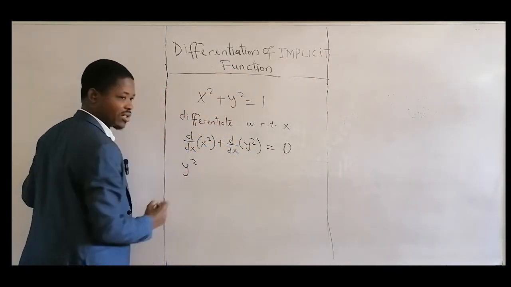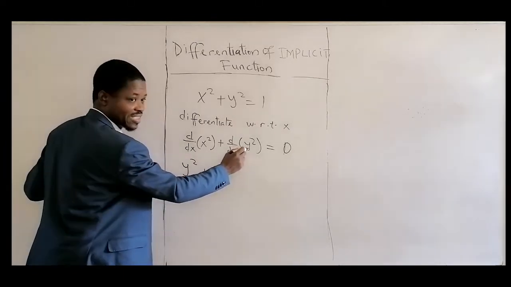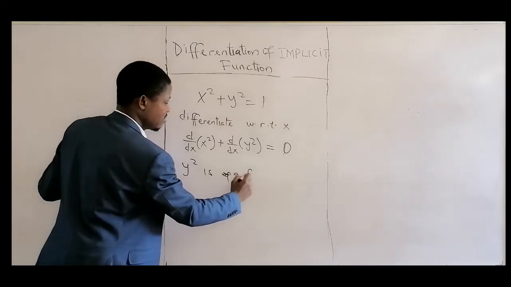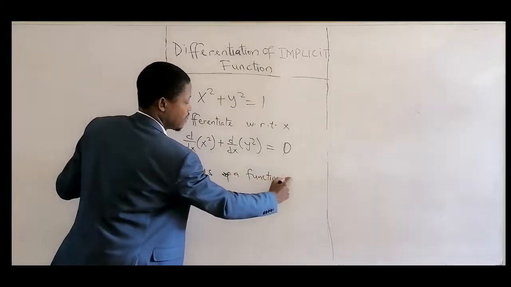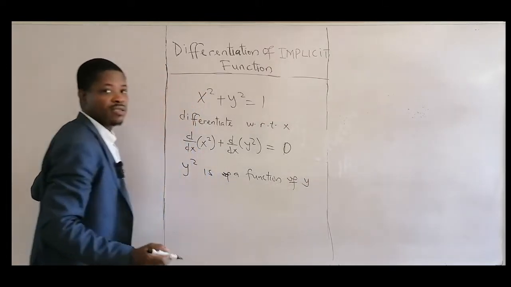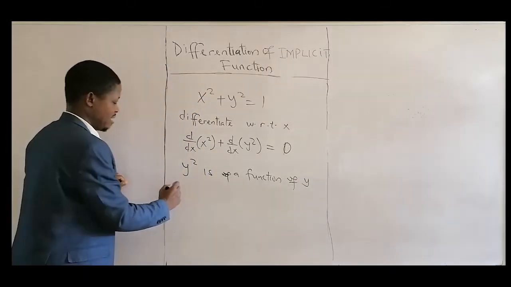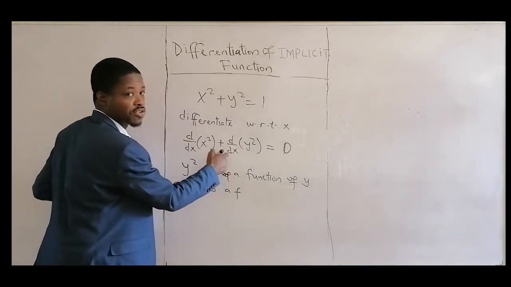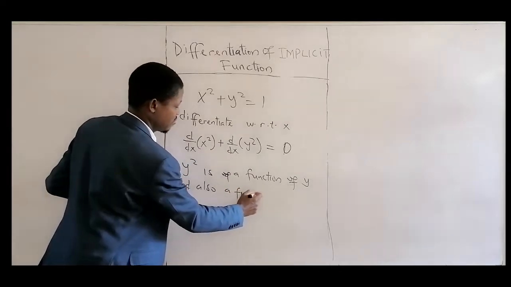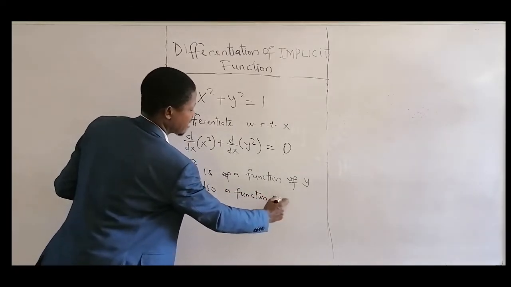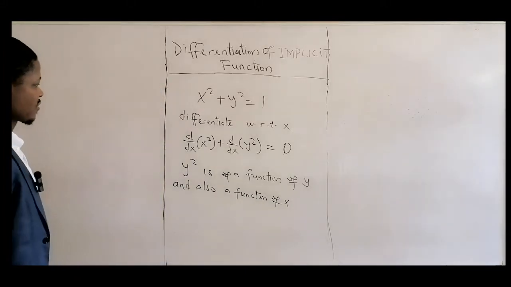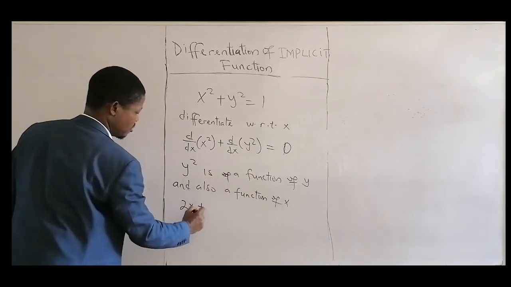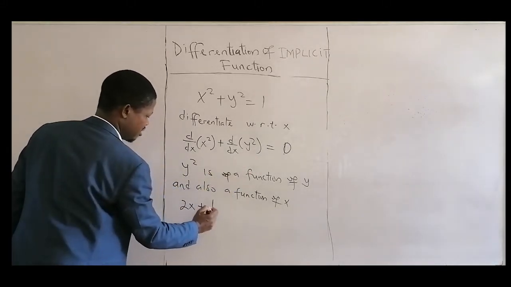But here, y squared is a function of y, okay, and at the same time, also a function of x. So let's see how we can do that. So this will give us 2x. This one, what we'll now do is this. It's very simple. That will be plus d/dy.